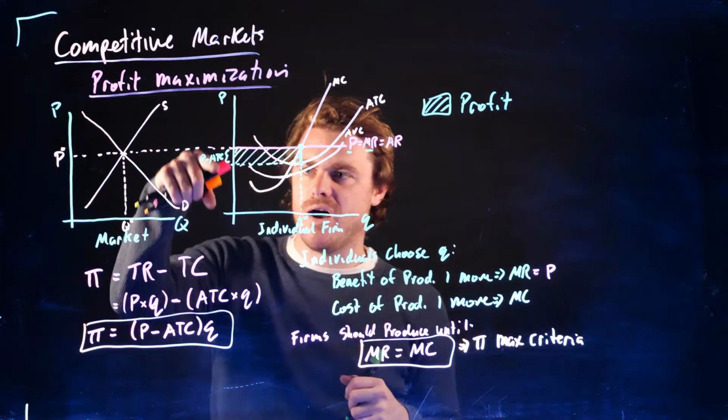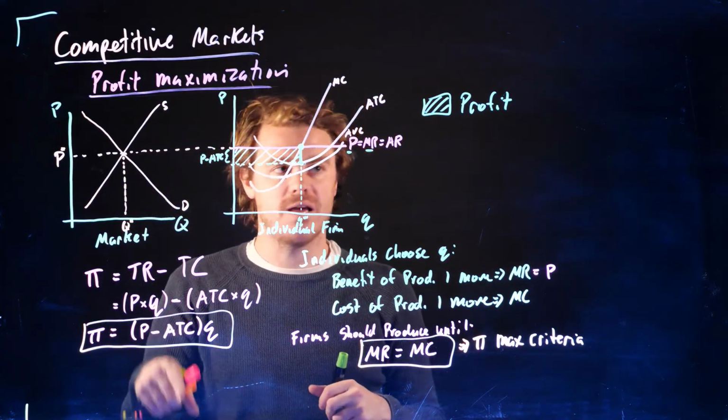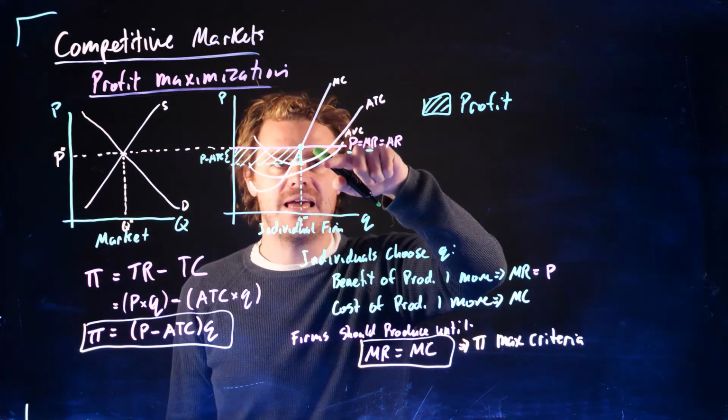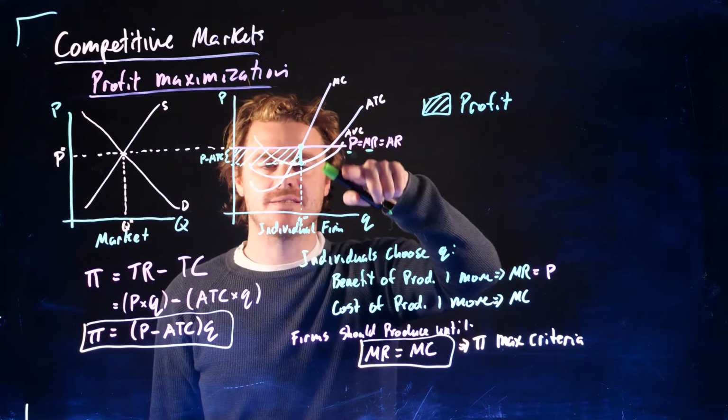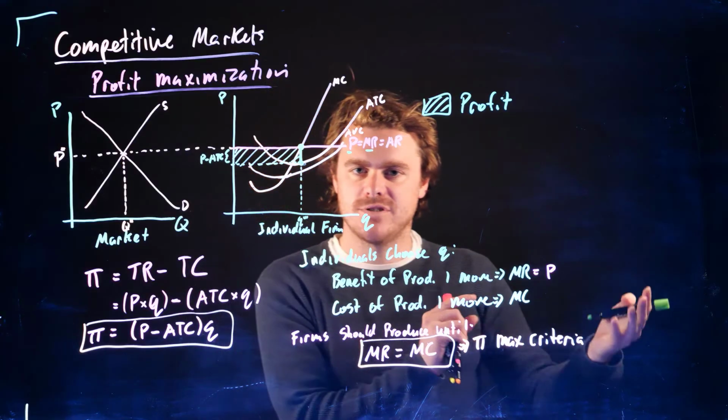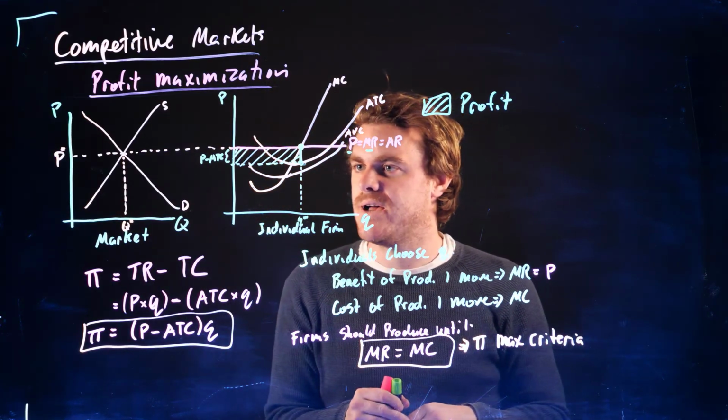And since price is above average total cost, this is going to be a positive amount. If the ATC was above this price, then we're going to get a loss. But we'll talk about those different scenarios in a bit.